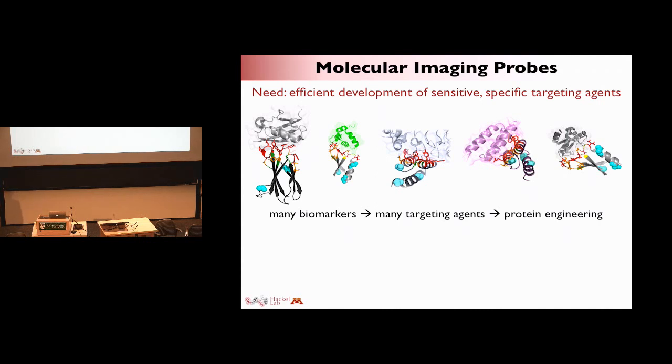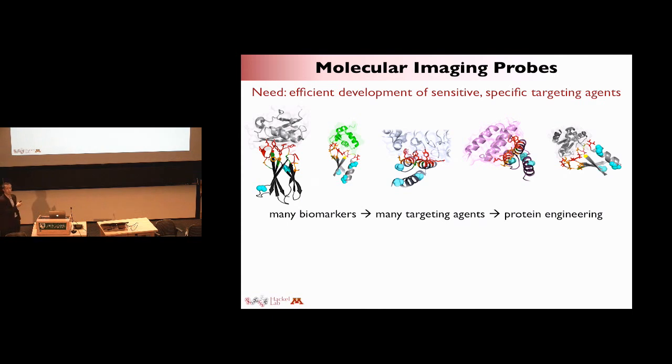And so this field overall, our aim to improve upon this is in developing the agents themselves. And so what we want to have is a very efficient means to develop molecularly targeted agents that are as specific and as sensitive as possible. So there's really two main things here. We want this to be very, very efficient because there are numerous biomarkers.